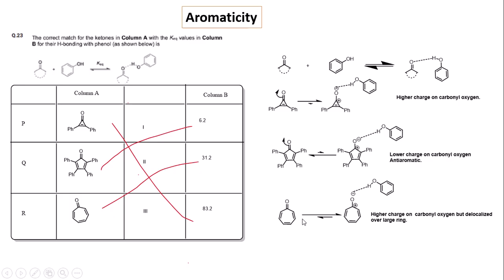But in the case of the tropone system, after polarization the aromaticity is gained in the ring, but the ring is larger in size, so the delocalization of the charge is greater and the charge on the oxygen atom is lower, and it is intermediate between that of the cyclopropenone and cycloheptadienone systems.